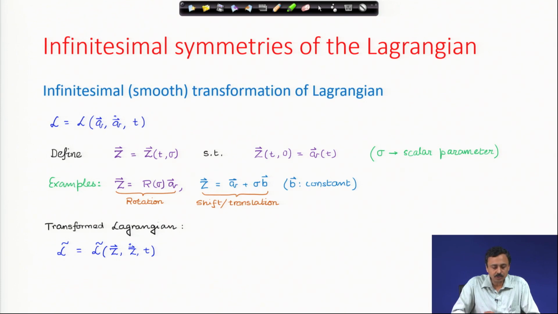Now, if I use this z in place of q, remember z is a function of that sigma. If I put sigma equal to 0, I will get back my original Lagrangian, but if I do not put sigma equal to 0, I may get a new Lagrangian, and that I indicate by L tilde. Of course, L tilde with sigma equal to 0 must be equal to our original Lagrangian.